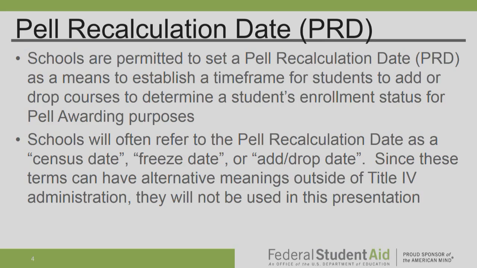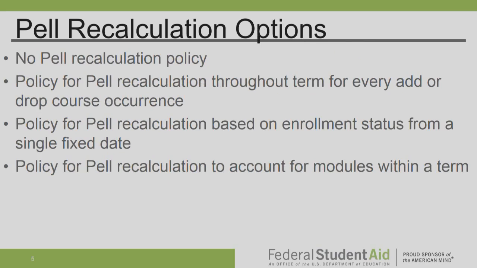All right, that said, there are different options that you have when it comes to Pell recalculation. Now remember, Pell recalculation is an option. You don't have to have what we call a Pell recalculation date at your school or a Pell recalculation policy. So one of the options that's available to you is that you do not have a Pell recalculation policy. And I'm going to go over with you some things that will occur. What does it look like when I don't have a Pell recalculation policy? Maybe you want to reconsider that.